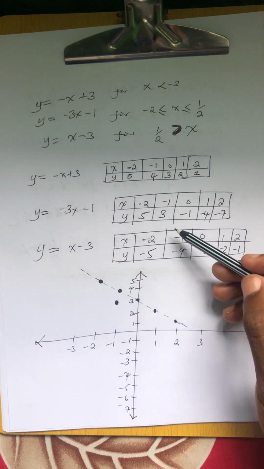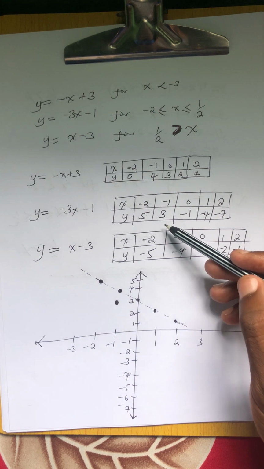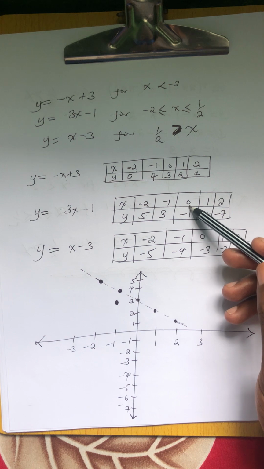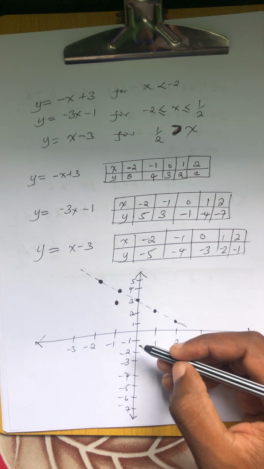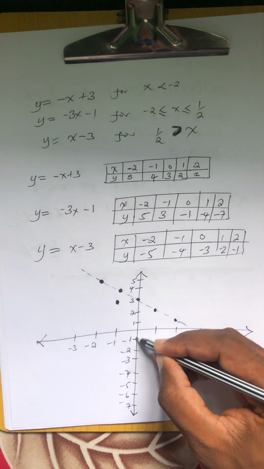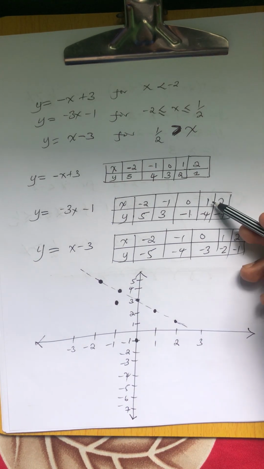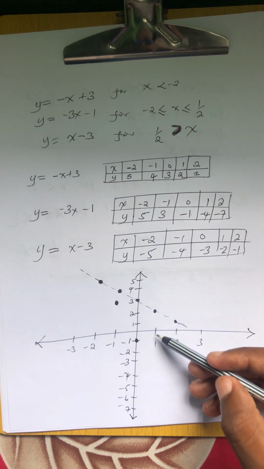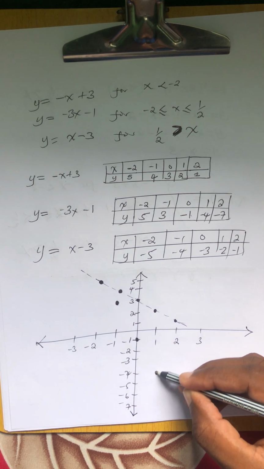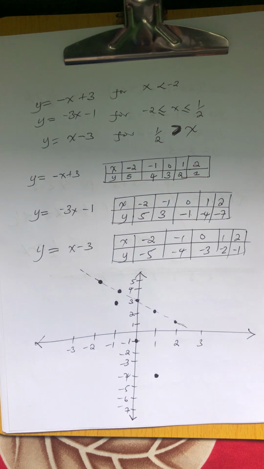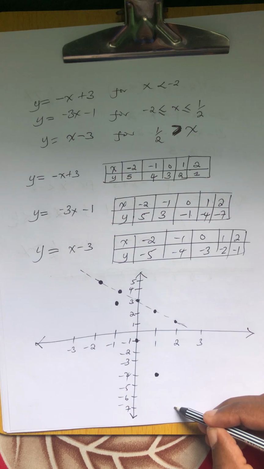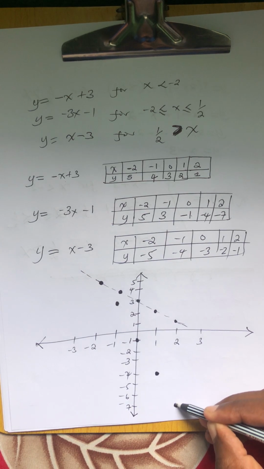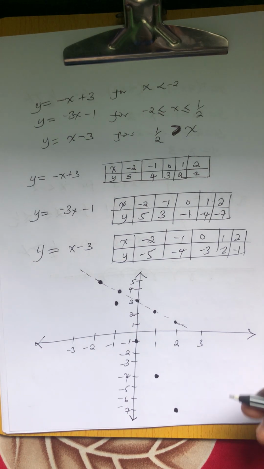Then we have 0, negative 1. So 0, negative 1, it's there. And then we have 1, negative 4. So 1, negative 4, it's here. All right. Then we have 2, negative 7. So 2, negative 7, it's here. All right. Then this one is done.